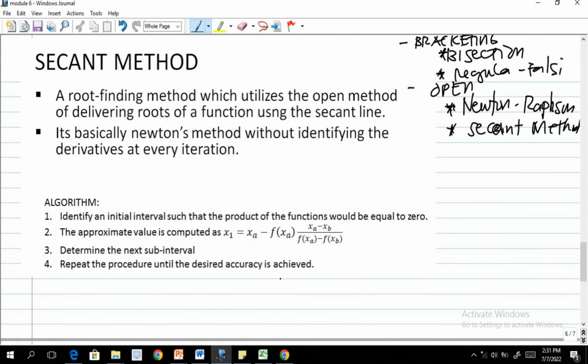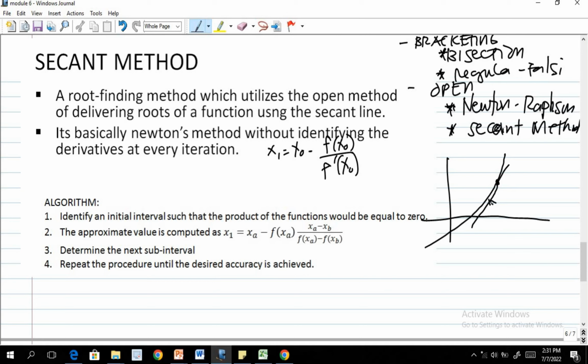Diba doon sa may Newton-Raphson, let's say, if this is the plane, ito yung ating curve. Then, if this is the point, diba, we drew a tangent line, then we determined the slope, and tapos doon nakuha yung equation na ginamit natin na x sub 1 is equal to x sub 0 minus the function over the derivative of your x sub 0. Galing yan doon sa may tangent line. This is the tangent line.